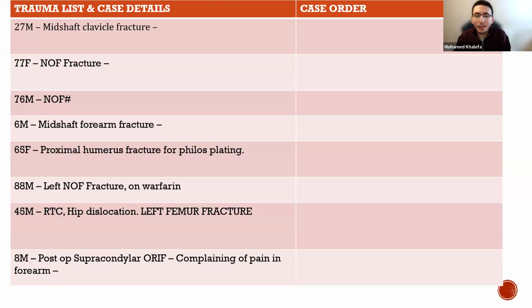This is not a clinical scenario, just right. Supracondylar ORIF, complaining of pain of the forearms. So the concern here is about compartment syndrome. So on the phone, I'll ask the nurse to remove any circumferential dressings according to post guidance, and then I'll go assess the patient for neurovascular status.